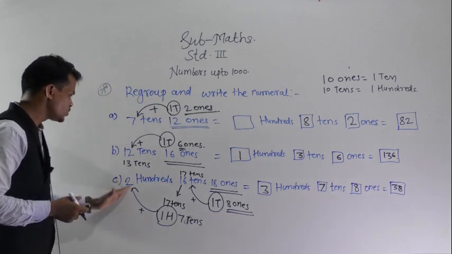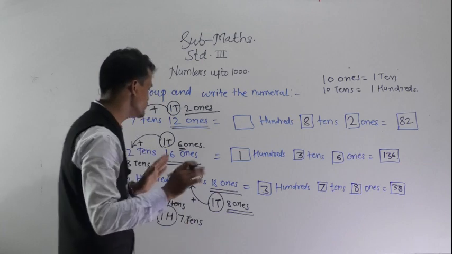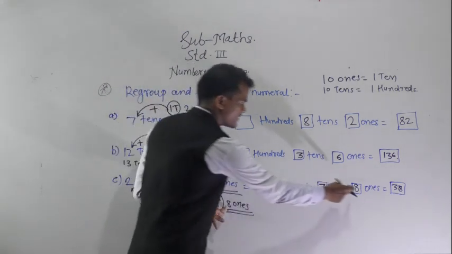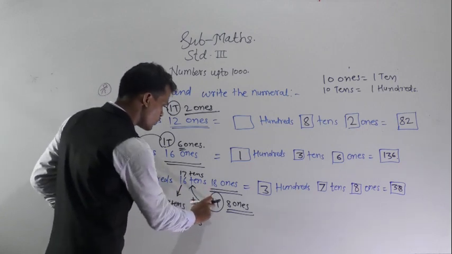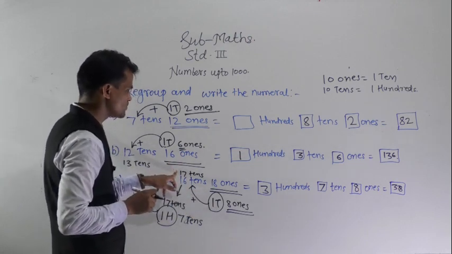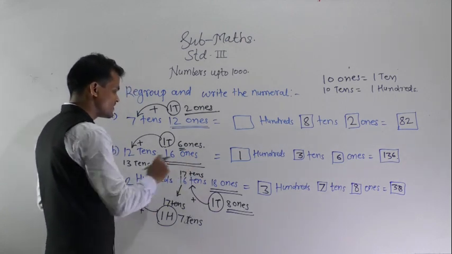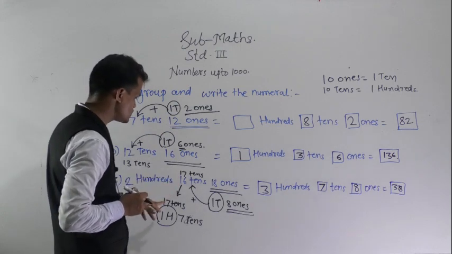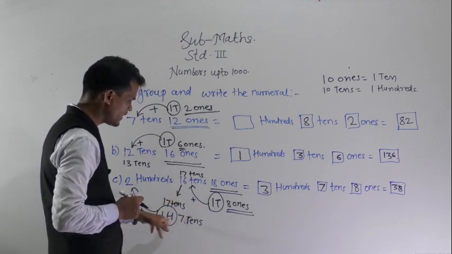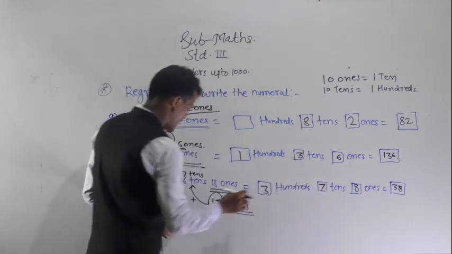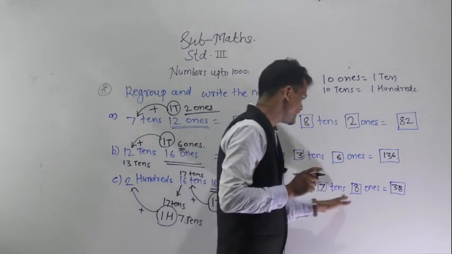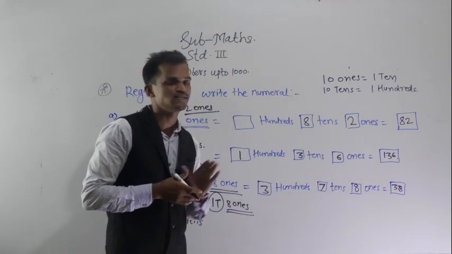In the next example, 16 tens and 18 ones. First we regroup this 18 ones. 18 ones means 1 ten and 8 ones. So we have written this 8 at the ones place. Then this 1 ten we added into 16 tens. So 16 plus 1, 17 tens. Again we regroup this 17 tens into how many 100 and how many tens. 17 tens means 100 and 7 tens. So this 7 I have written here and this 100 I added into 200. We got 300. So 300, 7 tens and 8 ones. This 378 number we got.